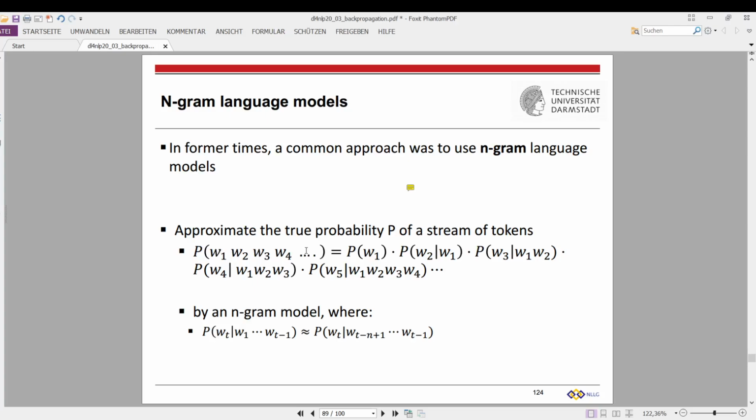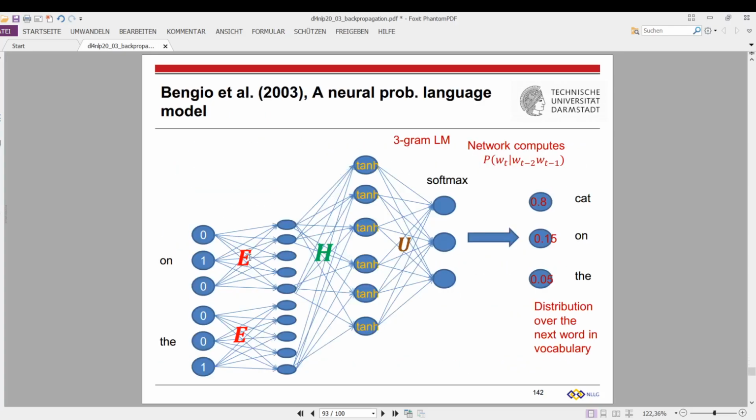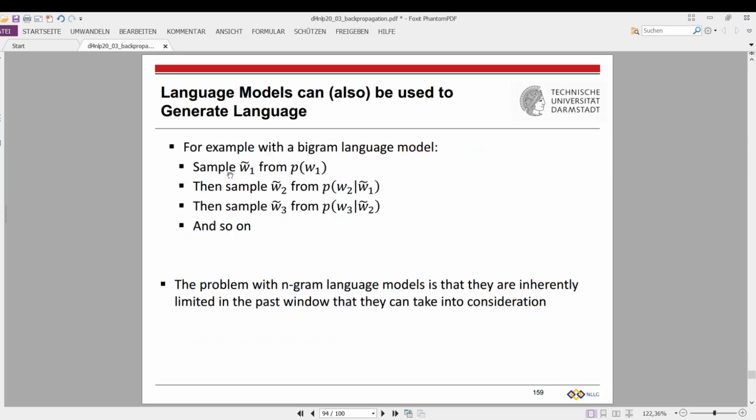And then we can evaluate all kinds of sequences, whether they are meaningful, whether they are likely to occur in any particular language that we are dealing with. Good. So this is the first thing. The second thing is we can generate language with a language model. And how would we generate language with a language model? Let's see this by illustration.